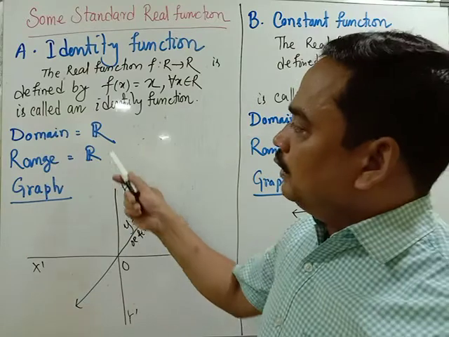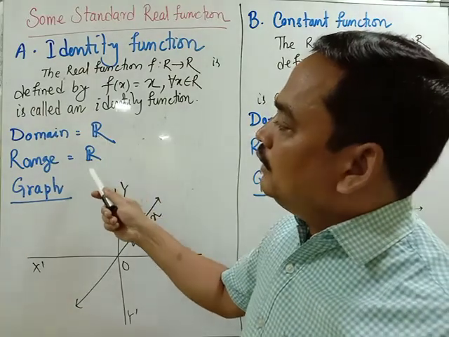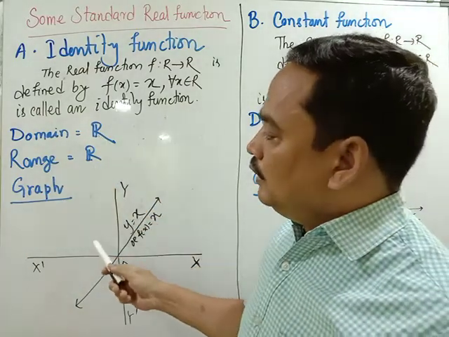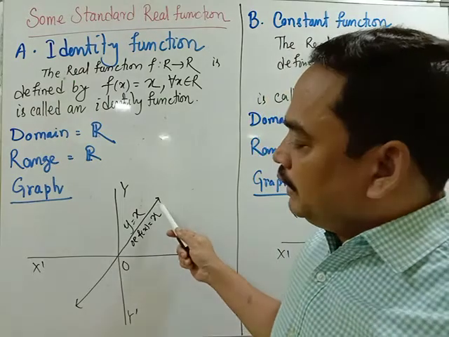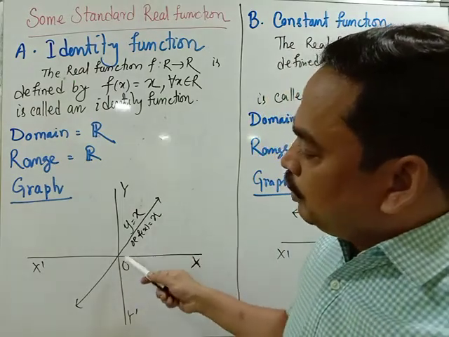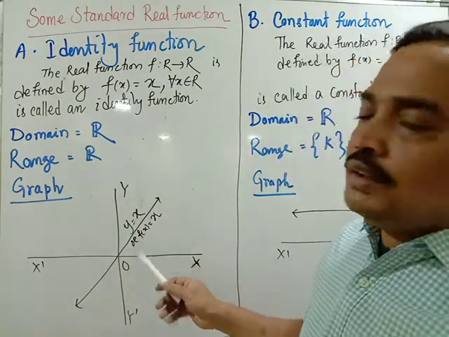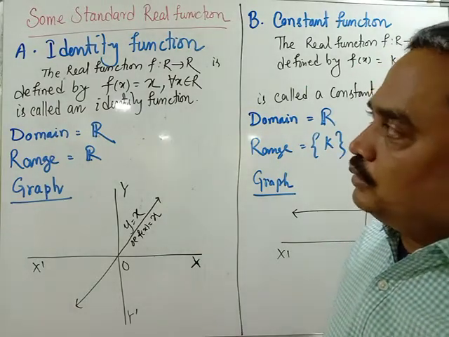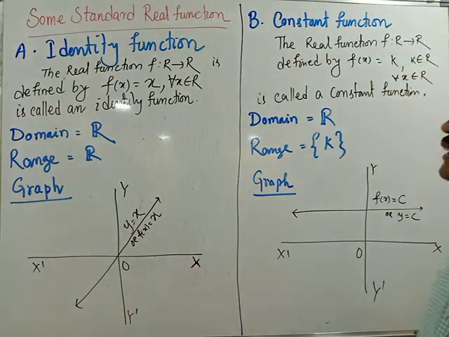Here the domain is the real numbers R, and the range is the real numbers R. Then the graph will be y is equal to x. If you draw this graph, this is your identity function. Next is your constant function.